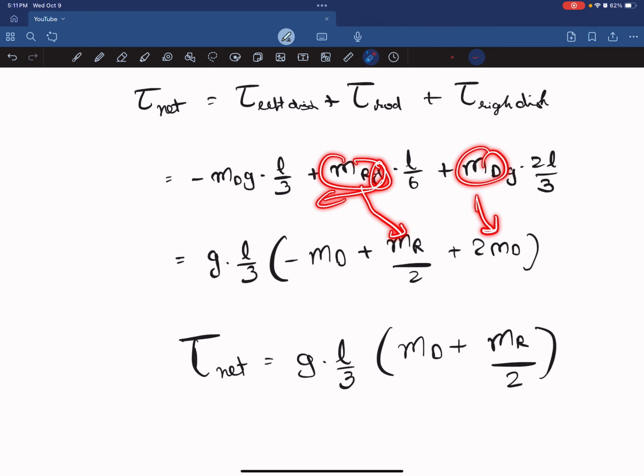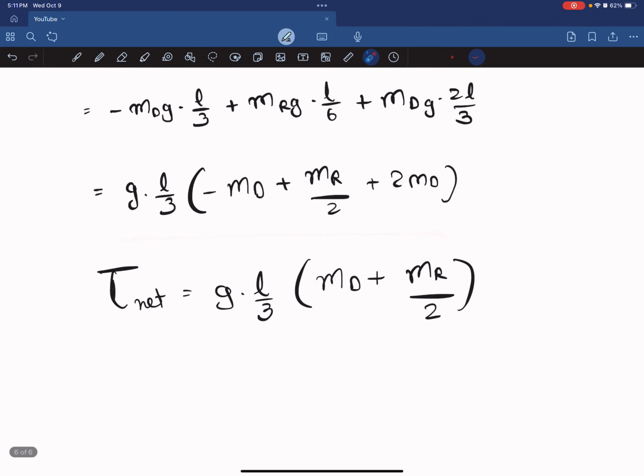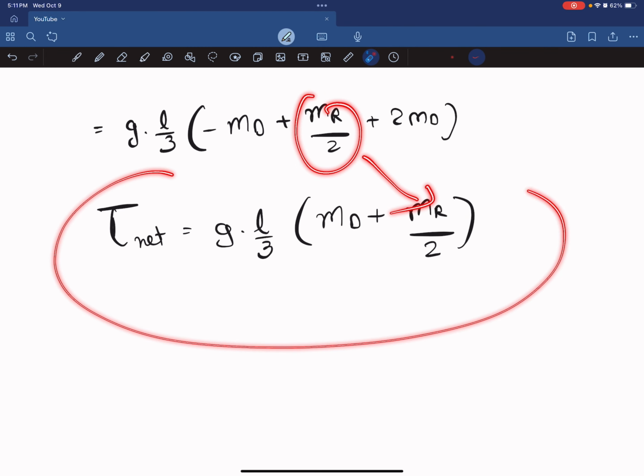Sorry, g will be taken common. So now we have this term. So this is minus Md plus 2Md. So minus 1 plus 2 is equal to 1. In the same way, minus Md plus 2Md is equal to Md. So this and this will give this, and this is as it is. And this is our final equation of torque.